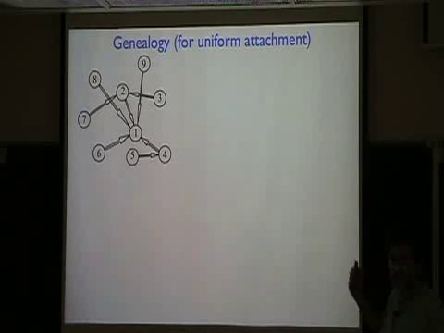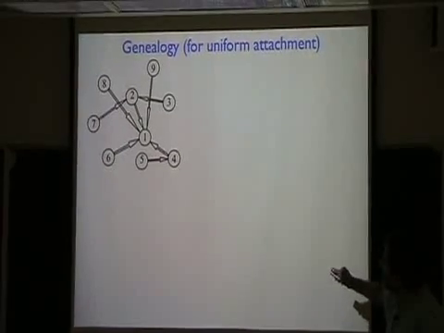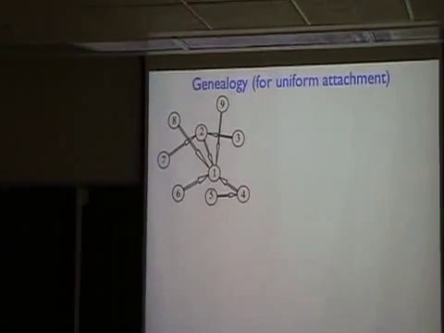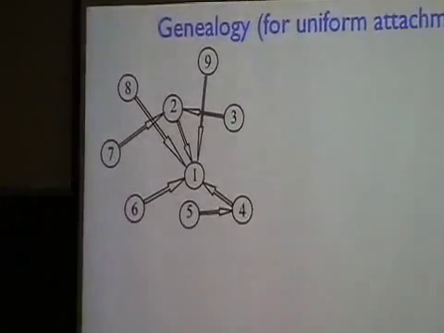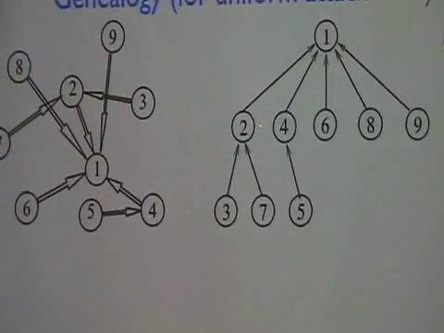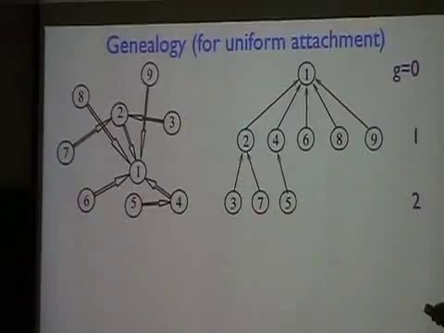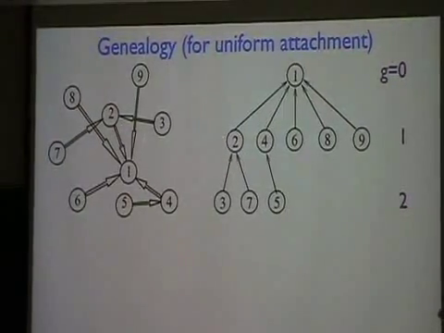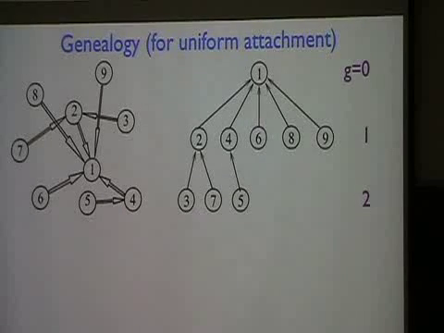So let's call that the 0th generation. And then attached to the 0th generation are nodes 2, 4, and 6. So they comprise generation 1. And then I can build up generation by generation the network itself. So here again is the original network and the underlying genealogical tree, nodes 2, 4, 6, 8, 9. So 8 is attached to 1, 9 is attached to 1. So they comprise generation 1. And the remaining nodes comprise generation 2.